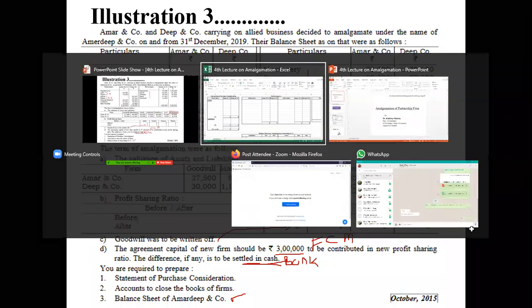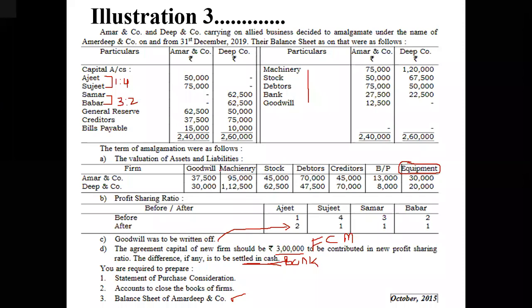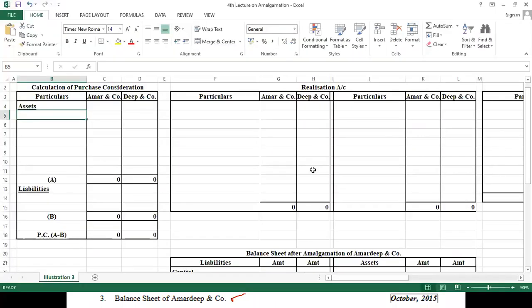So this is our worksheet. First of all, we will calculate the purchase consideration. For calculating purchase consideration, let's take all the assets on the asset side. We have goodwill. Goodwill we will have to take at the new value also. Machinery, stock. So let's write down goodwill, machinery. Then we have stock. I think we have debtors.